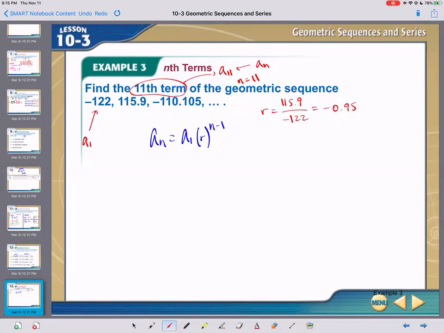So how do I find the 11th term? Well, I plug in my values. AN is going to be A11. A11 would equal the first number, negative 122, times the ratio, negative 0.95, raised to the power of n's 11, 11 minus 1. So that's where all my values came from here. As you can see going through, I just substituted in. If I type that in the calculator, it should get my answer.